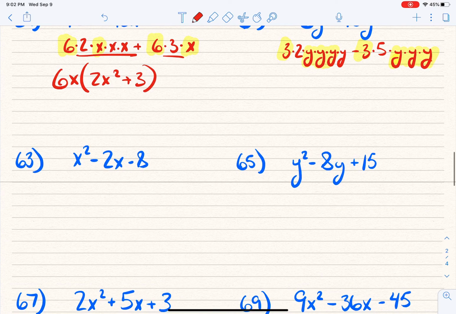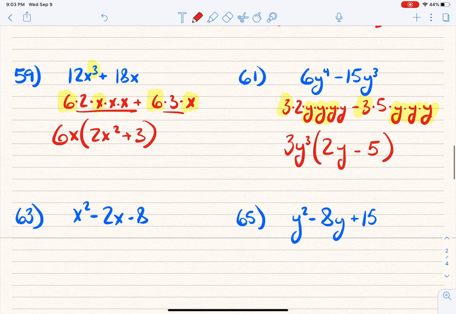So I could take out 3y cubed, and what would that leave? 2y in the first one minus 5. And that's it. That's completely factored. And so you might have thought that this was going to go even further than that, but it doesn't. That's as far as it goes.